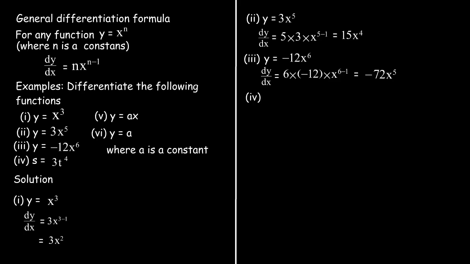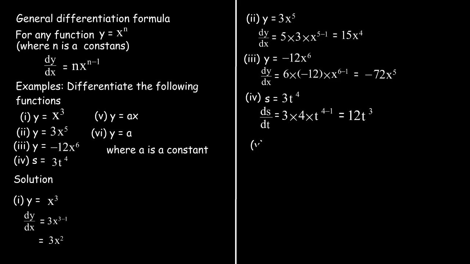Our next example says that s equals 3t raised to the power of 4. We are going to do the same thing even though the variables are different. So ds over dt will be equal to, we are multiplying by the power, 3 times 4 times t raised to the power of 4 minus 1, which is equal to 12t raised to the power of 3.